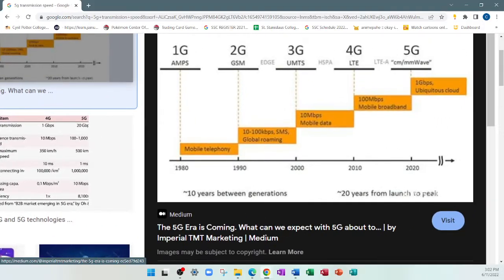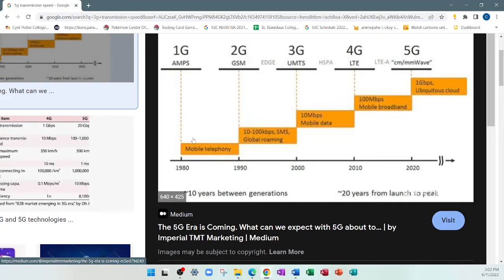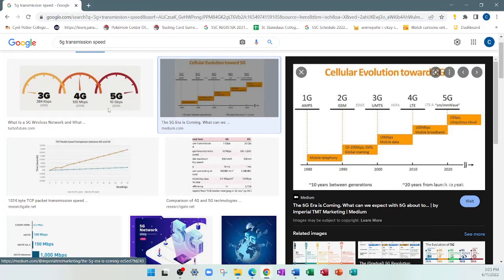as you can see here, 1G wireless connection. Let's look at 2G. 2G allowed 10 to 100 kilobits per second. 3G allowed 10 megabits, and that's what some of us are barely using at our homes right now. But 4G allows 100 megabits. 5G allows 1 gigabit. And imagine our wired internet is still stuck at around 10 megabits per second, and some wireless is much faster than that.